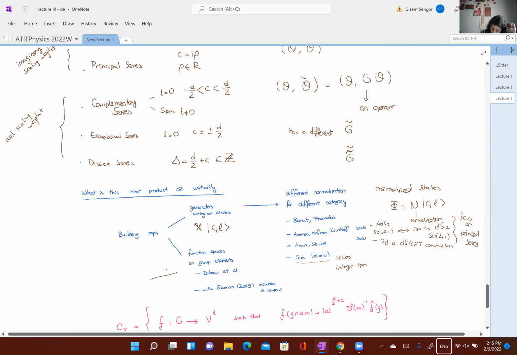But now we will go this way: we will go with the function space way. We will follow this review by Dobrev and collaborators. A lot of what I say can also be found in work with Konstantinos Skordis. These are two works back to back in two different years, and one of the sections of this one in particular is a review of the Dobrev reference.